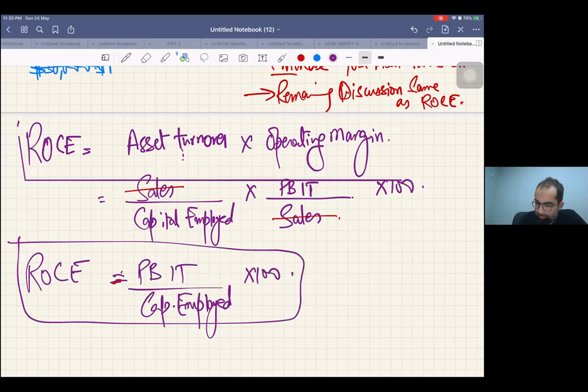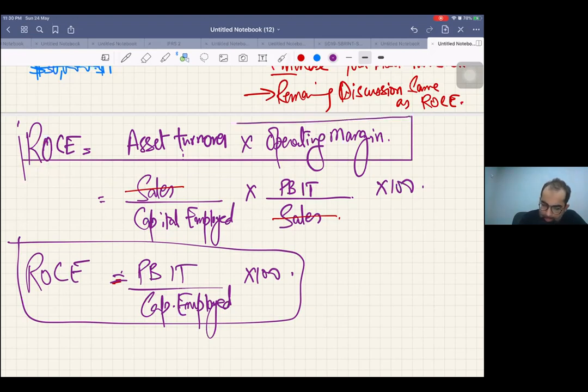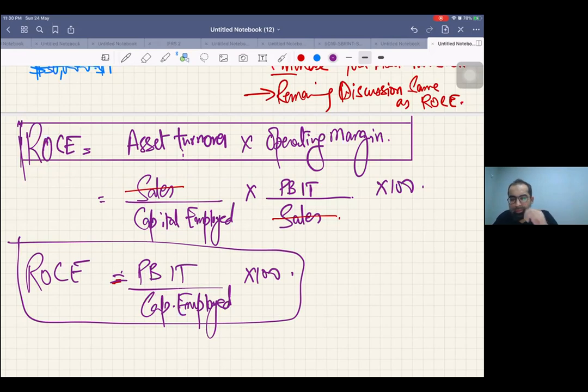Return on capital employed is the product of asset turnover and operating profit margin, right? Now hold on. In all famous books of ratio analysis, one commentary is written with this topic. Have you ever heard the word trade-off?